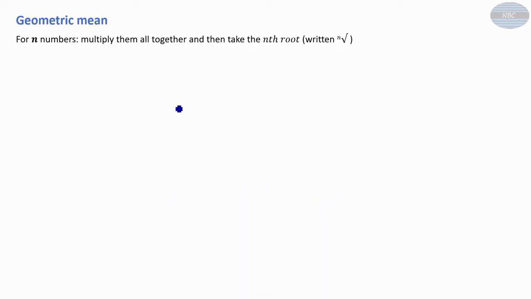Okay, now come to what is the geometric mean. For n numbers, multiply them all together and then take the nth root. Let's suppose there are 3 numbers, then we multiply all the numbers and we take the cube root of the multiplication of those numbers.